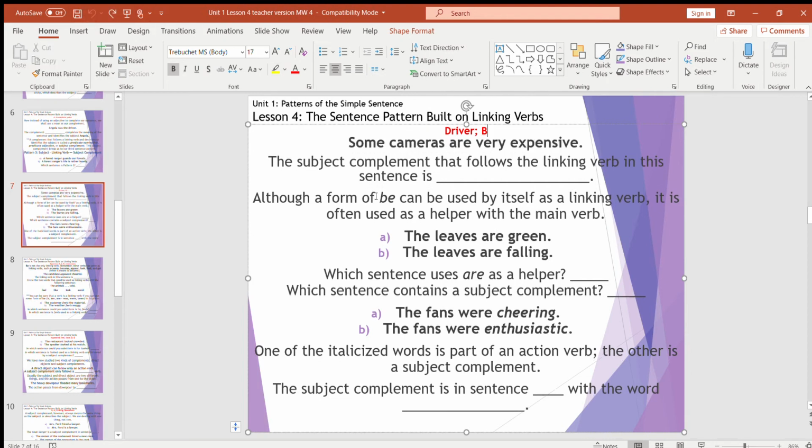Okay. So although a form of be can be used by itself as a linking verb, a lot of times it's just helping the main verb, right? So if we had the leaves are green versus the leaves are falling.